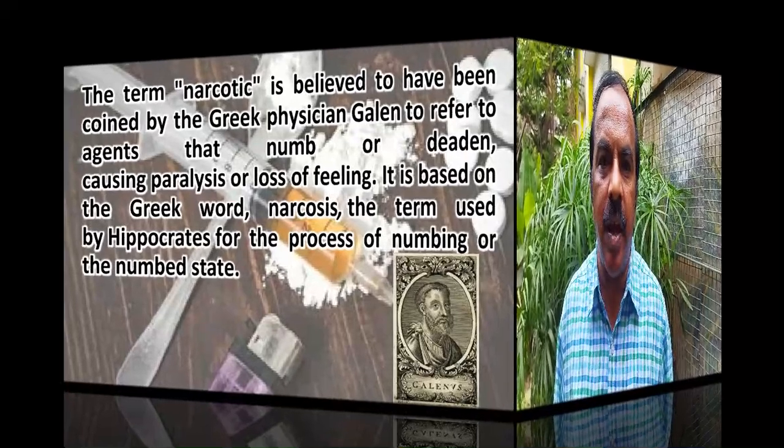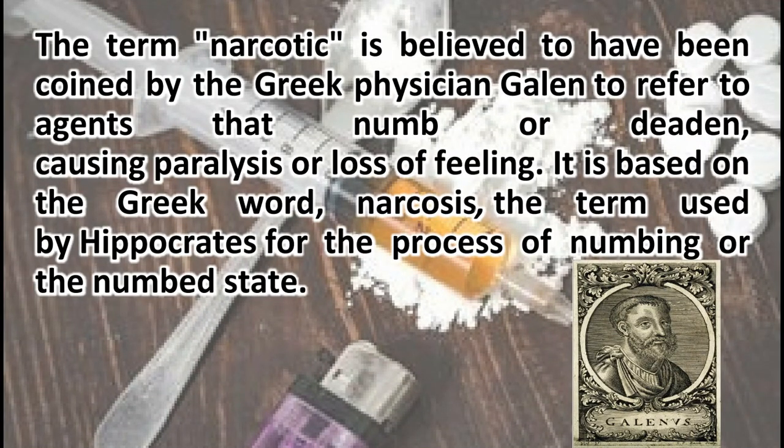The word narcotic was first used by the Greek physician Galen. Narcotic is derived from the Greek word narcosis, which means loss of feeling, deadened feeling or paralysis. Galen listed a number of narcotic plants. One of them is mandrake root, which was mentioned by Galen. Apart from this, Galen also mentioned opium, that is Papaver somnifera. The seeds or latex of this plant are also used for the production of narcotic drugs.